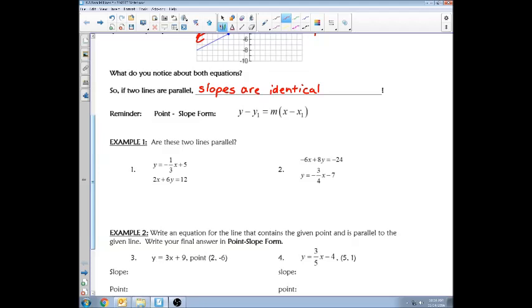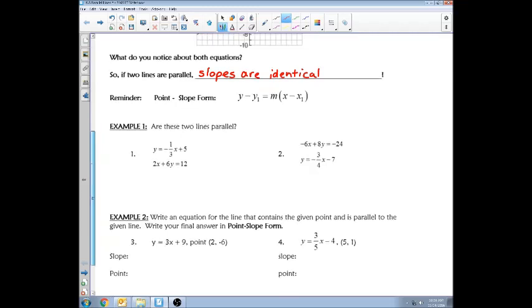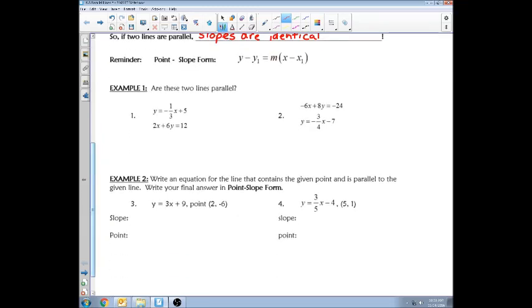Now, here's a reminder that point-slope form is y minus y1 is equal to m, my slope, times x minus x1. So what we need to find out is, are these two lines parallel? Standard form wouldn't really get us anywhere because that doesn't tell us our slope. So we could put these equations into point-slope form or slope-intercept form. Being that this first equation is already in slope-intercept form, let's just change our standard form equation into slope-intercept form.